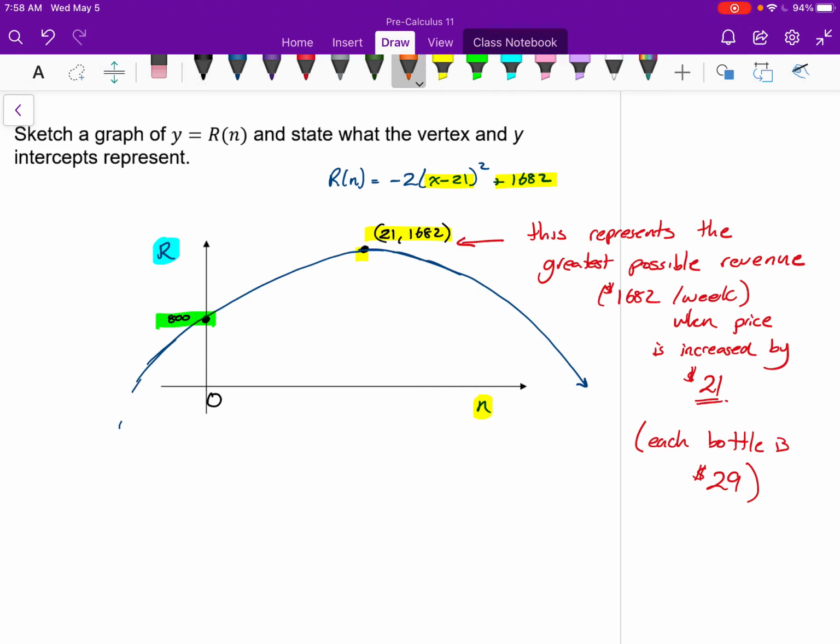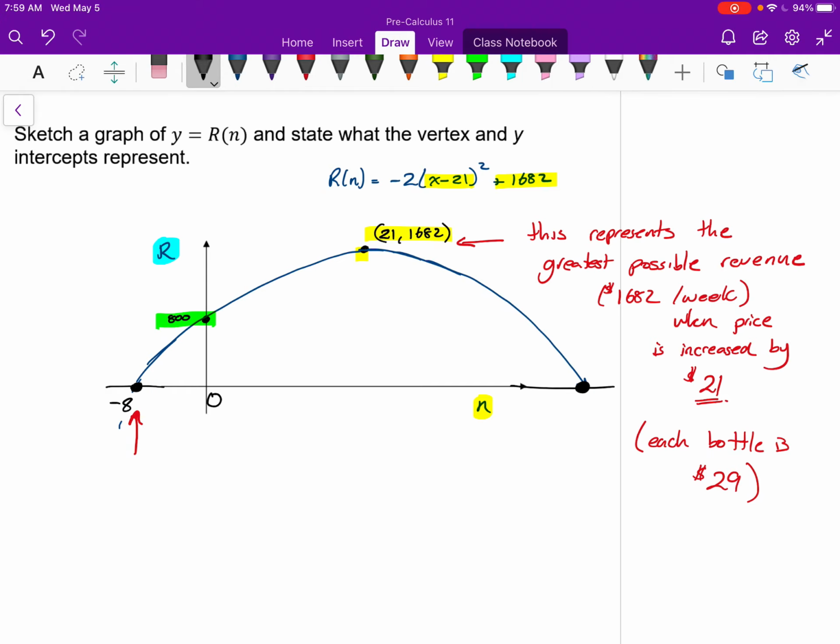And it makes sense. As we raise the price, we sell less, but we make more. At some point, though, you raise the price too much, you just get less and less people buying it until eventually no one buys it anymore. And if I were to continue this graph and find the x-intercepts here and here, these would represent when either the price is so low that we just don't make money anymore. And notice this, for example, if we were to work this out, this is at -8.